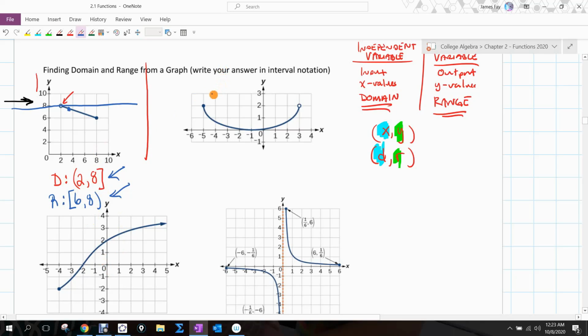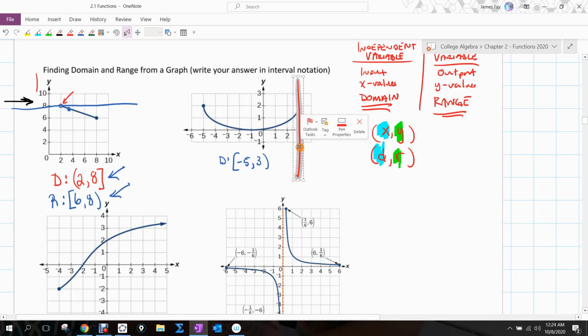Same thing happens over here on this one. So let's take this line. Okay, do the domain. What's the first X value I come across? It'd be -5. Keep traveling that through. The last X value you come across would be 3. And it's an open dot at 3.